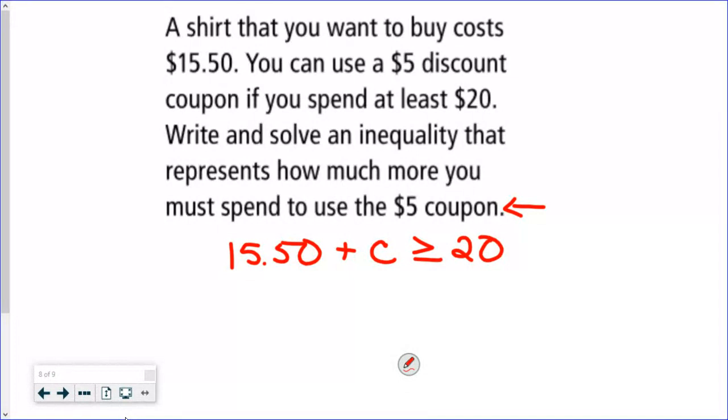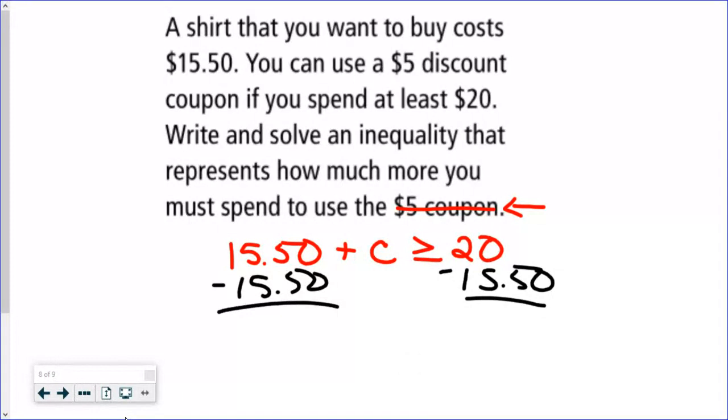So this coupon stuff is actually deceiving. We don't even need that $5. So the cost of the shirt plus any more has to be at least $20, and we can use that coupon. Okay? To solve this, I would just minus $15.50, minus $15.50, doing it in reverse colors. So how much more cost would you need to add? $4.50. So you would need to spend at least $4.50 to get that $5 off coupon.